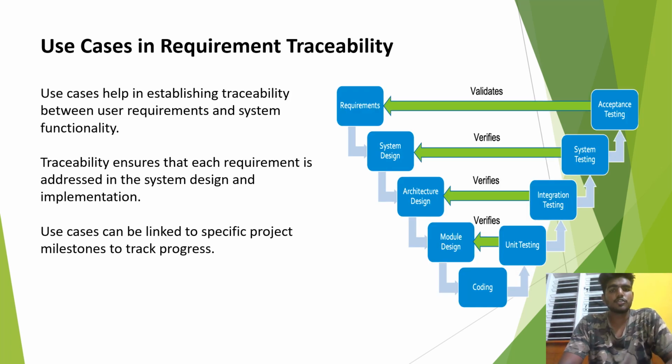Use cases help in establishing traceability between user requirements and system functionality. Traceability ensures that each requirement is addressed in the system design and implementation. Use cases can be linked to specific project milestones to track progress. So this validates and verifies between the requirement, system design, architectural design, module design, coding, unit testing, integration testing, system testing, and acceptance testing. Model for model.